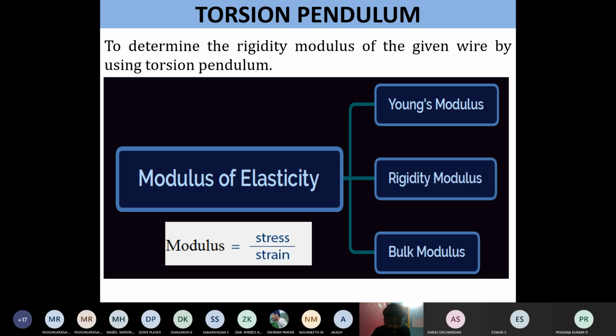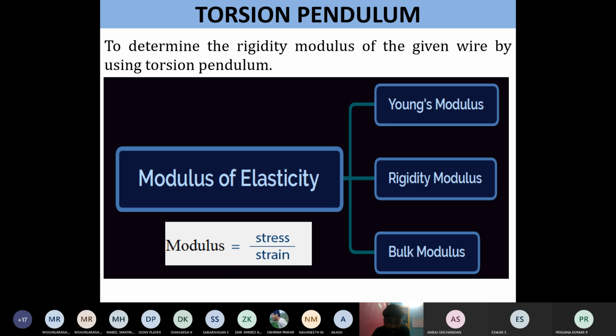What is strain? Initially the person is standing in one position. When we apply force on him, definitely he will go somewhere. So his position changes, his position deforms. That deformation, that change, is called the strain. So stress means force on the unit area.